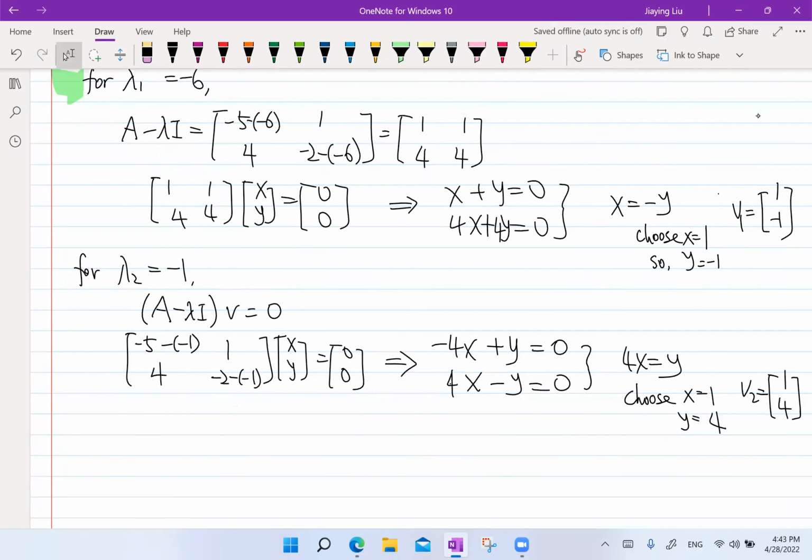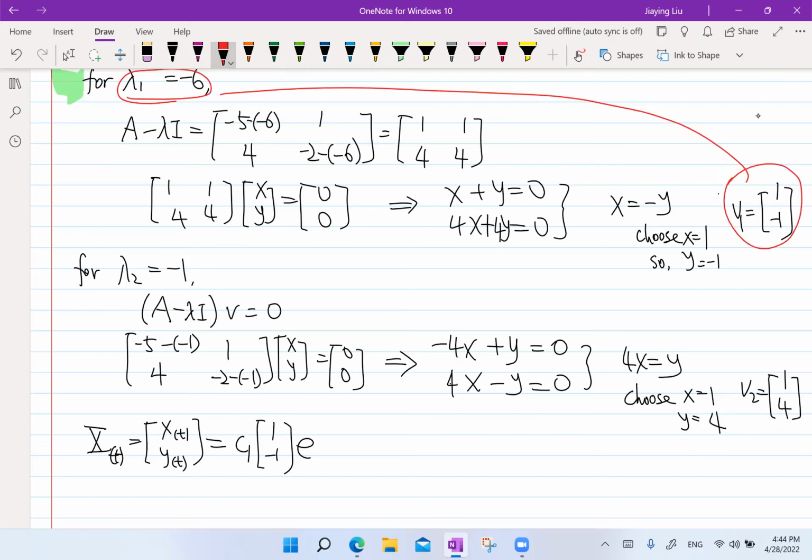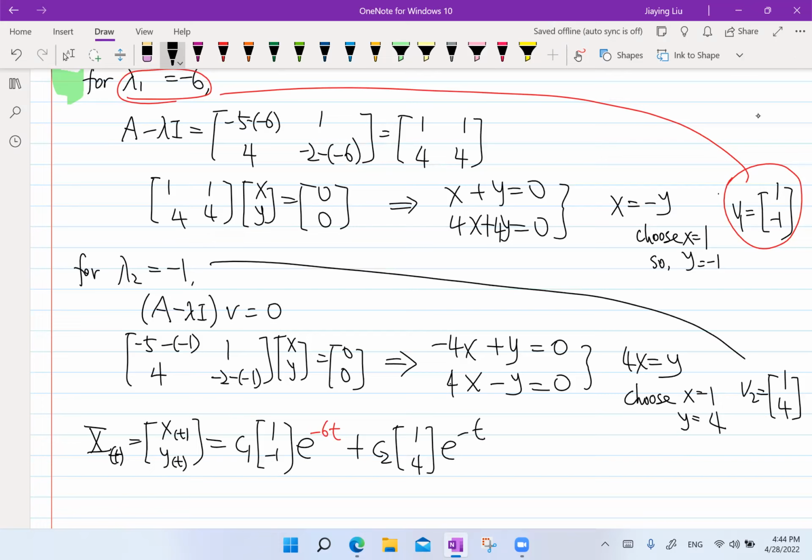Now we found the lambda values and the eigenvectors. We can figure out the solution. So the solution is going to be capital X, or instead of writing capital X, you can write x of t, y of t. That's going to be equal to C1 V1, where V1 is (1, -1), and then e to the lambda 1. You have to be careful, don't mix the lambdas with the eigenvectors. This V1 corresponds to lambda 1 equals -6, so they go together: e to the -6t. And then plus C2 V2, where V2 is (1, 4), and then e to the lambda 2, which is -1, so they go together: e to the -t. So that's my solution in vector form.